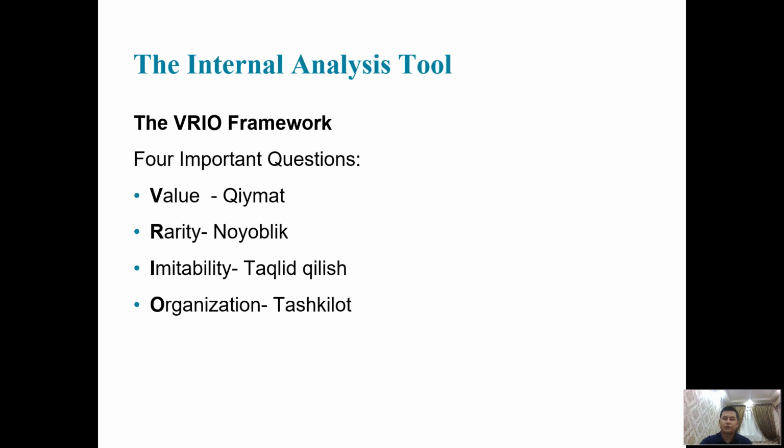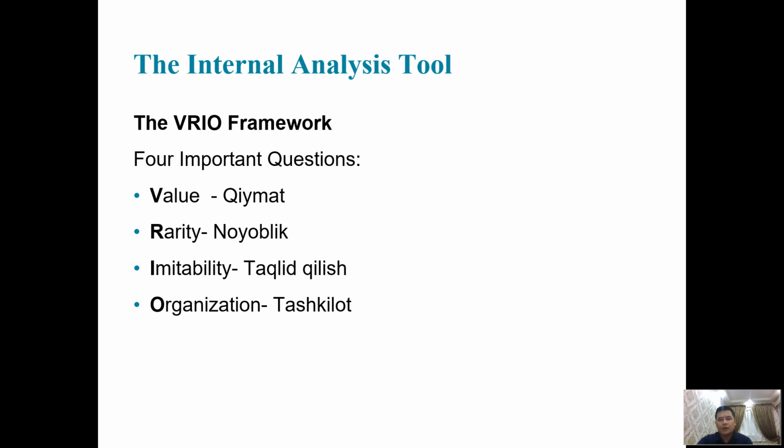The VRIO framework has important questions, and here I have written them in Uzbek and in English. Value, that's qiymat. Rarity, noyoblik. Imitability, it's taqlid qilish. And organization, that's tashkilot.